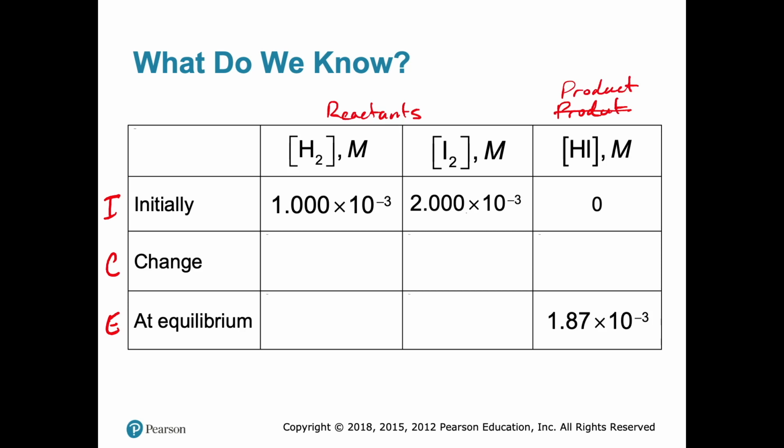Okay, so we've got hydrogen gas up there, and that's in molar. We've got iodine gas up there, that's in molar. Those are the two reactants. And then over here we have the product, which is hydrogen iodide gas, and that's in molar as well. And then the way we fill out this ICE table is we fill it up with the things that have been given to us, right?